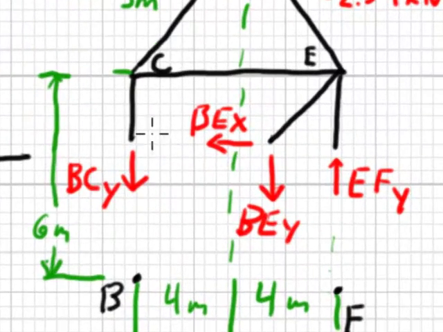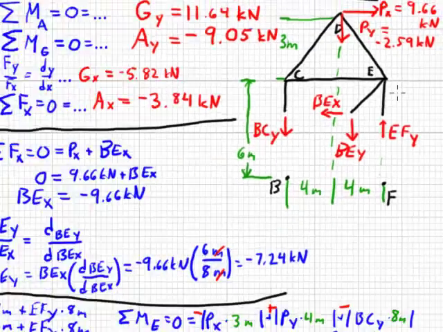BCY's force is downward in this section, which means that this member is in tension. It's trying to come out of the joint. BEX and BEY are going in the same direction, which is good. They're both coming out. They combine to make a force that is causing tension on member BE, trying to pull out of that joint. EFY, on the other hand, is showing a force that's pushing into the joint, which means that member EF is in compression.